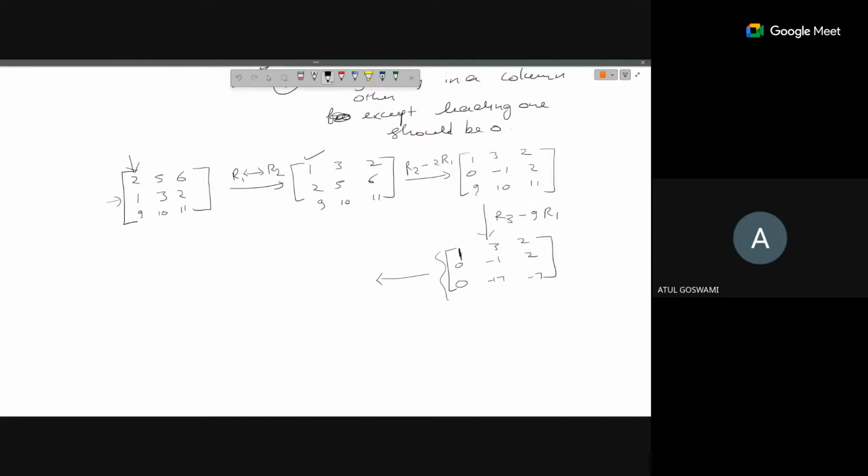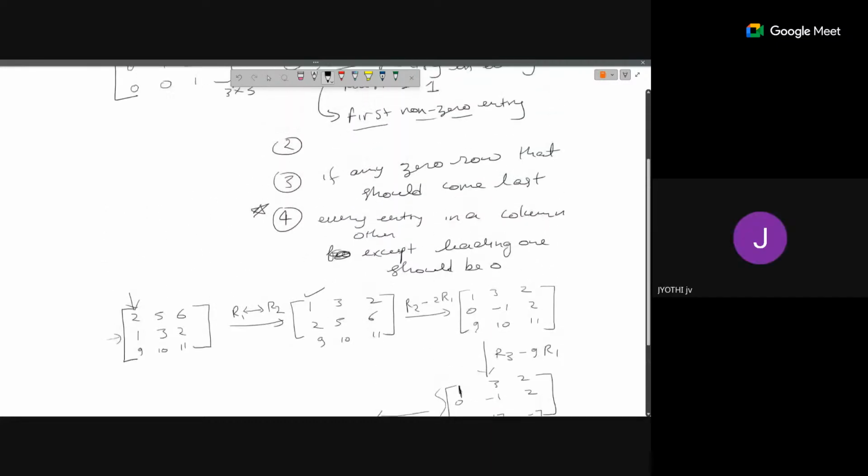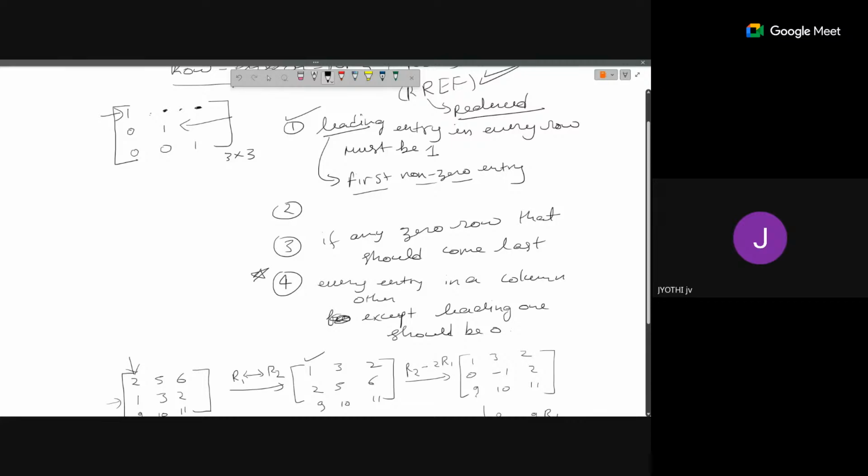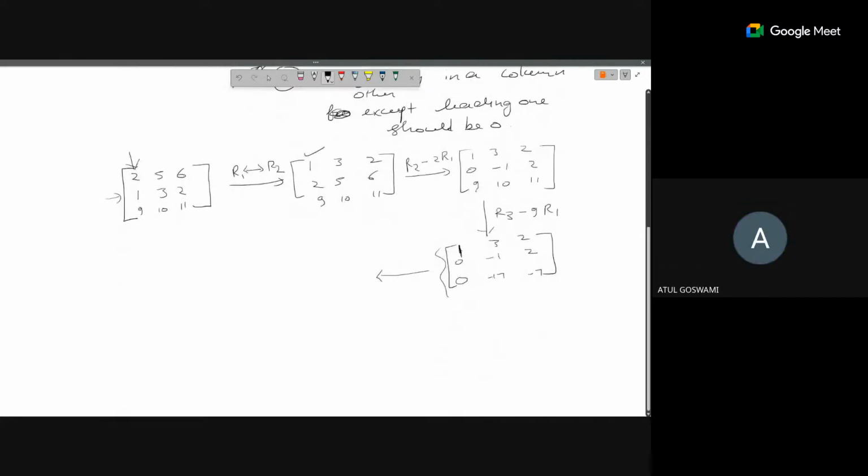Now we have created this leading entry. Why am I calling this a leading entry? Because this is the first non-zero value in the row. Can you please explain the second point once again? I couldn't understand. What is the second point? That it should be to the right. Yeah, I'm just doing it, then I will explain.